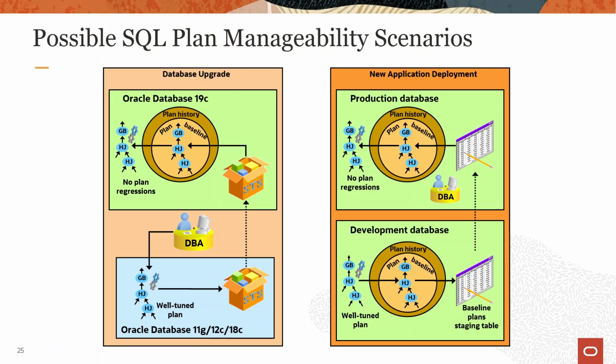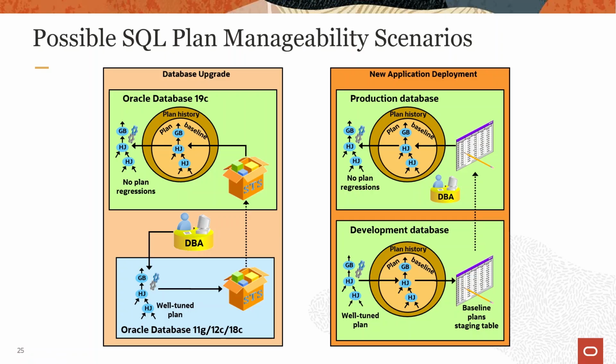Well, what you can do is let the application be running upon the development database. It comes up with well-tuned plans. You're happy with those execution plans. And then those execution plans can then manually be uploaded into the SQL management base of your production database. And once again, plans that you upload manually are automatically accepted plans. These are execution plans that can be used.